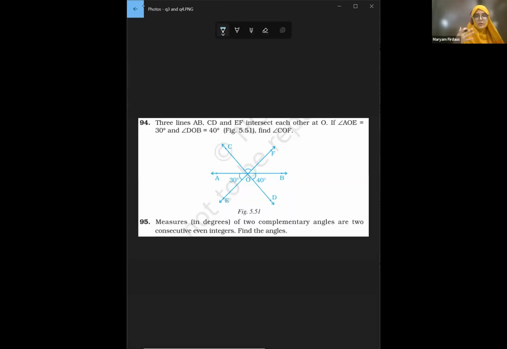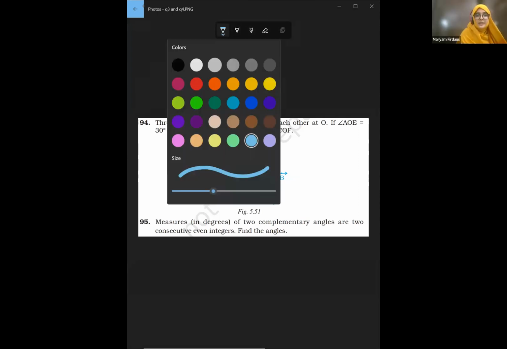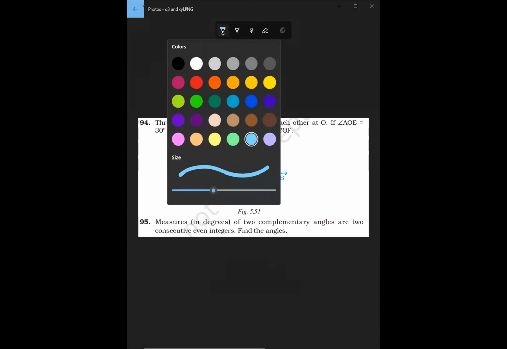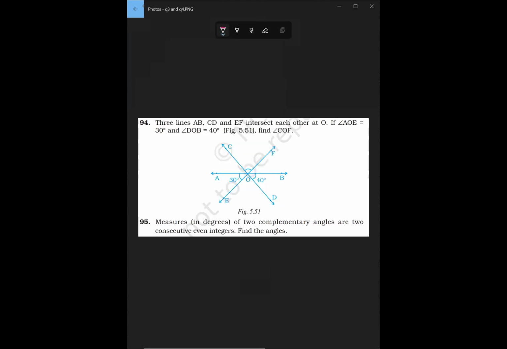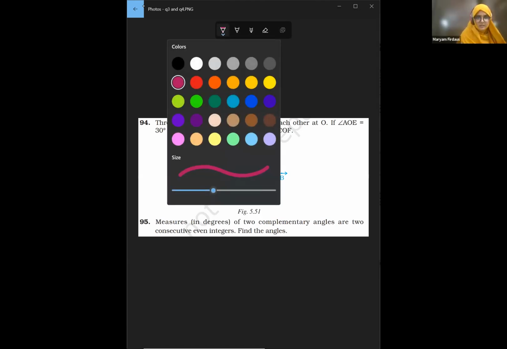So do one thing. We'll do it together. You just think, okay? Think out loud. Think to yourself. Okay, so this is 30. What can we do? There's a lot of possibilities. You have to choose the right possibility to make it happen. They look like they're vertically opposite. 30 and 40 are vertically opposite? No.